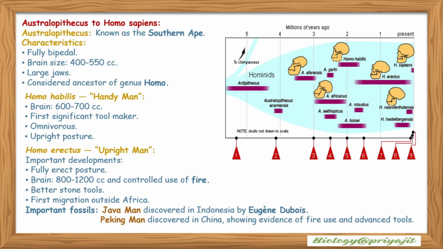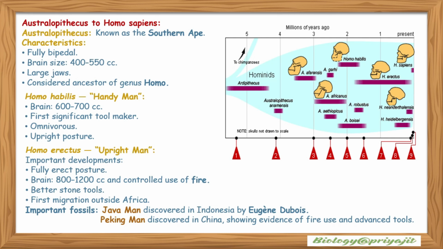Homo habilis or handyman, their brain capacity is 600 to 700 cc. They are the first significant toolmaker. They are omnivorous and they have upright posture. Homo erectus or upright man, they have important developments like fully erect posture, brain is 800 to 1200 cc and controlled use of fire. They have better stone tools. The first migration outside Africa.